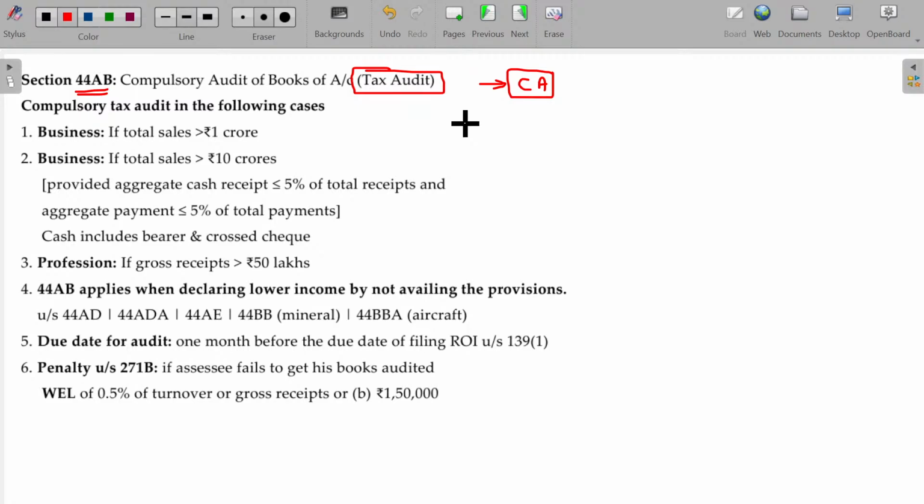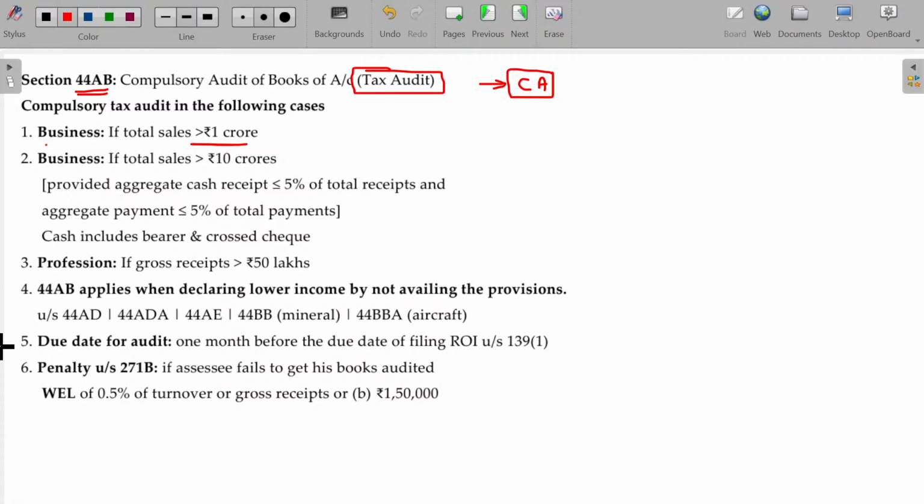CA. Compulsory audit of books of accounts, which is nothing but named as tax audit. Audit is done by a chartered accountant and certified, signed by only a chartered accountant. Now, the compulsory audit is required if your business total sales is more than 1 crore, definitely you can go for tax audit.